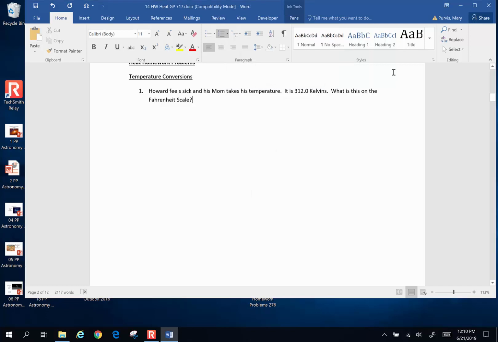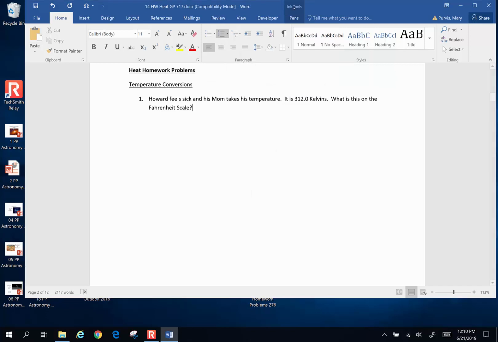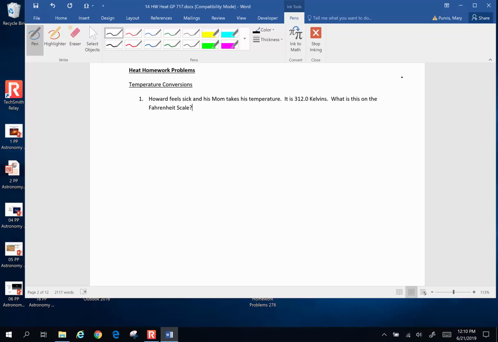Hi folks, here are some heat homework problems, and the first group that we're going to be dealing with are some temperature conversions. They're pretty easy. The equations you're going to find on your conversion factor sheet. Very often if you see me in a face-to-face class, this is going to be an orange piece of paper. If you are online, it's probably not going to be orange, but that's the SI units and conversion factor sheet, where you're going to find these equations.